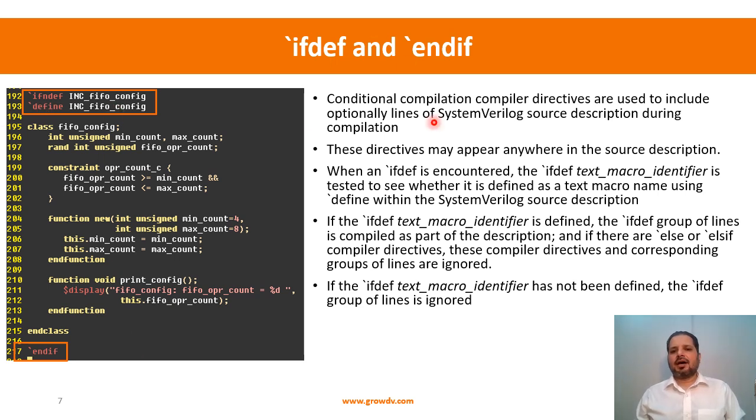So in this way, the conditional compilation compiler directive is used to optionally include lines of SystemVerilog source description during the compilation. These directives you can put anywhere in the source description. Here I have put it outside to show you, but it can be anywhere. For example, many times when you are maintaining multiple flavors of DUT configurations, there can be small port differences, or some small signal differences. So you can use `ifdef to manage those.